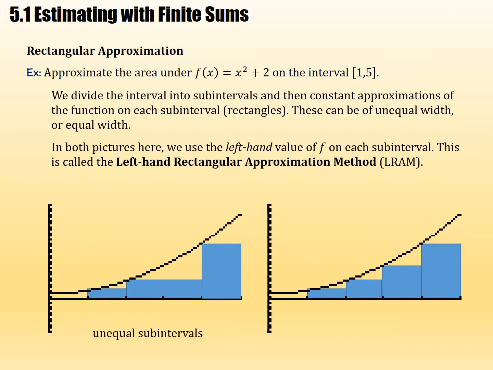Next time I did a little bit better because I made more rectangles. And this time my delta x was the same for each one. Right? So this time I used f of 1, f of 2, f of 3, and f of 4 as the constant heights of the function for each interval. So that is just multiplying f of 1 times 1, f of 2 times 1, f of 3 times 1, f of 4 times 1, and adding all those up and saying that's an approximation of the area under the curve of x squared plus 2.